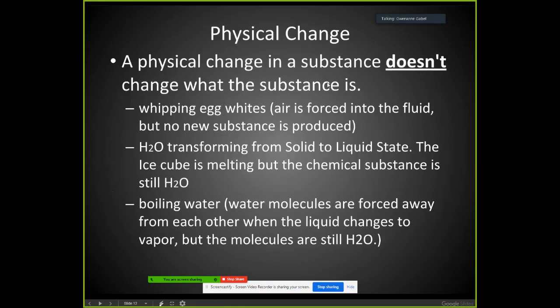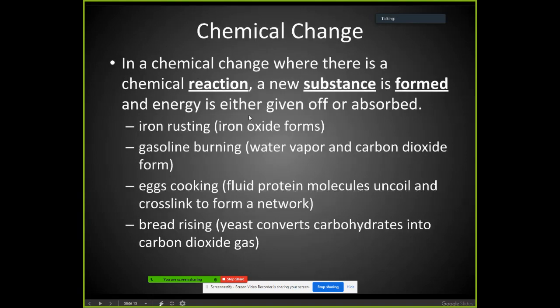Okay? Physical change, it doesn't change what the substance is. Okay, and we went over some examples. It says whipping egg whites, no new substance. H2O transforming from a solid to a liquid state, or any other kind of phase change, like boiling water, where water is turned into a gas. We are still going to chemically represent ice, water vapor, or liquid water as H2O, no matter what phase it's in. So here are some more examples of chemical changes.